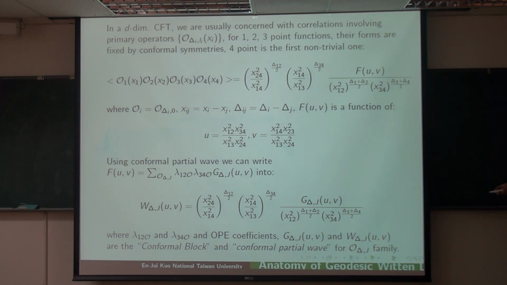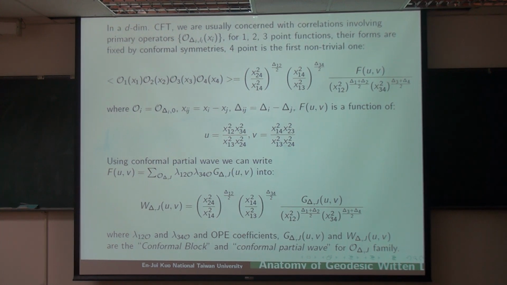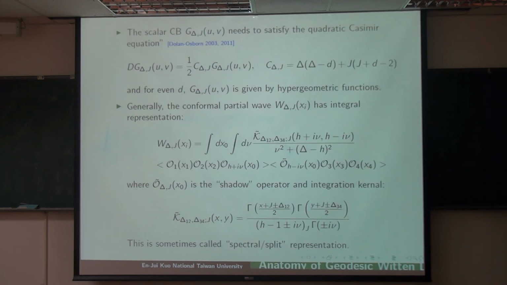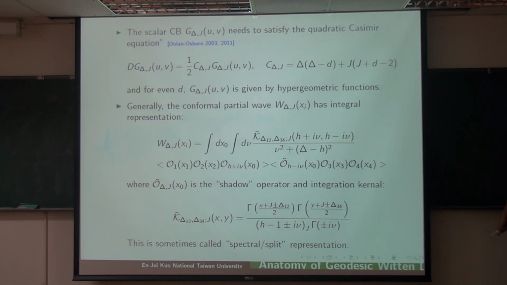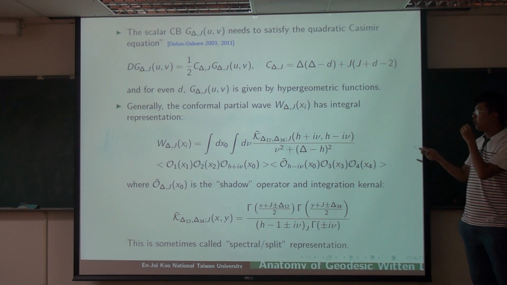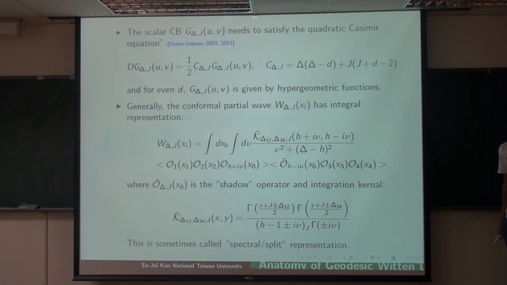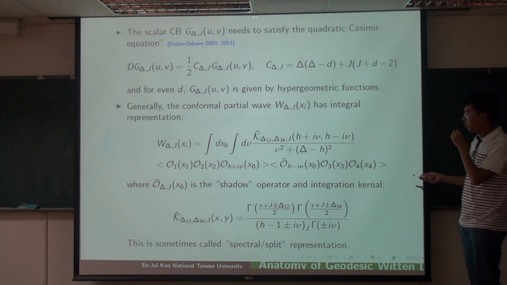This G is called the conformal blocks. This lambda 120 and lambda 340 are the OPE coefficients. Now the scalar conformal blocks, we know that they satisfy the Casimir equation. This is a PDE, and for even dimensions conformal blocks can be expressed in hypergeometric functions. But the other important thing is the conformal partial wave has an integral representation.